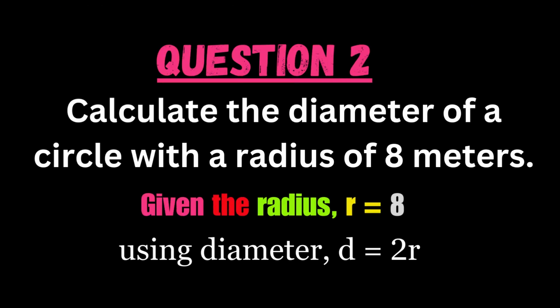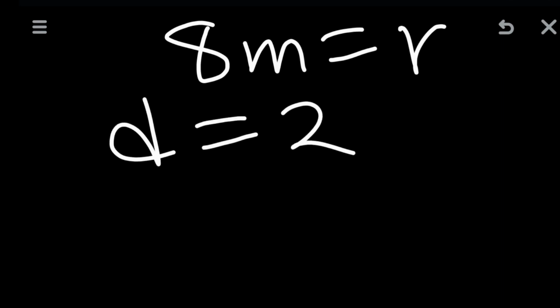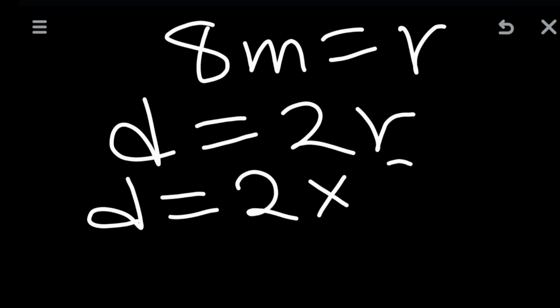So the second question, we should find the diameter of a circle of radius 8 meters. So we have 8 meters to be equal to the radius. So diameter D is equal to 2 radius. So then we have diameter D equal to 2 multiplied by 8 meters, which gives us diameter D to be equal to 16 meters.